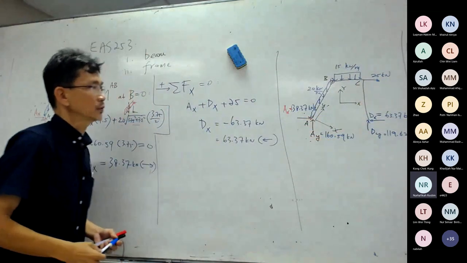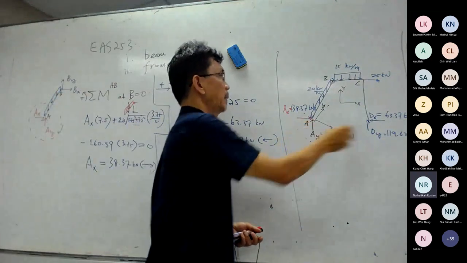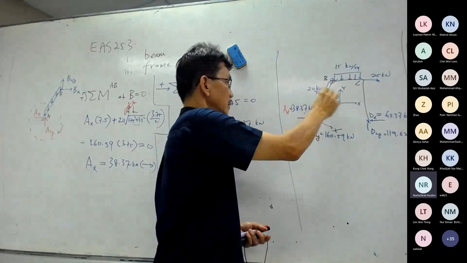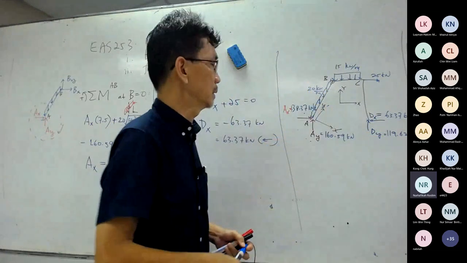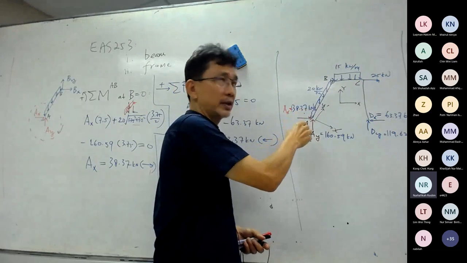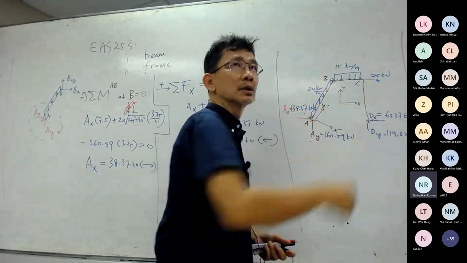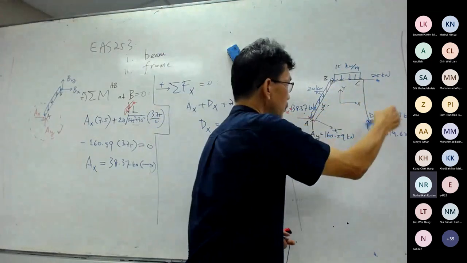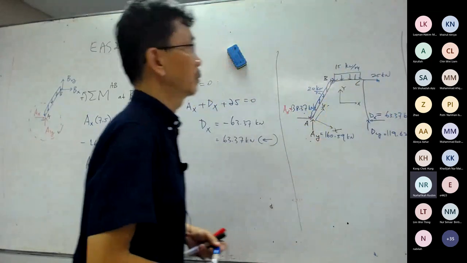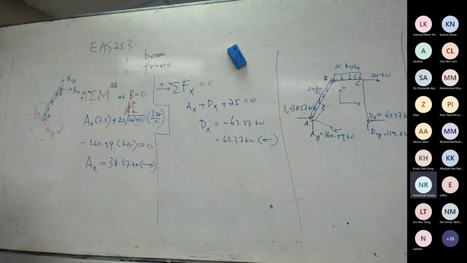But if the question asks you to draw the shear force and bending moment, then this is part of the process. You need to calculate the reaction at either the left-hand side or the right-hand side, because if you know this, then you can draw the complete one. Or if you know these two, then you can draw the complete one. Okay. So that is on the reaction force side.